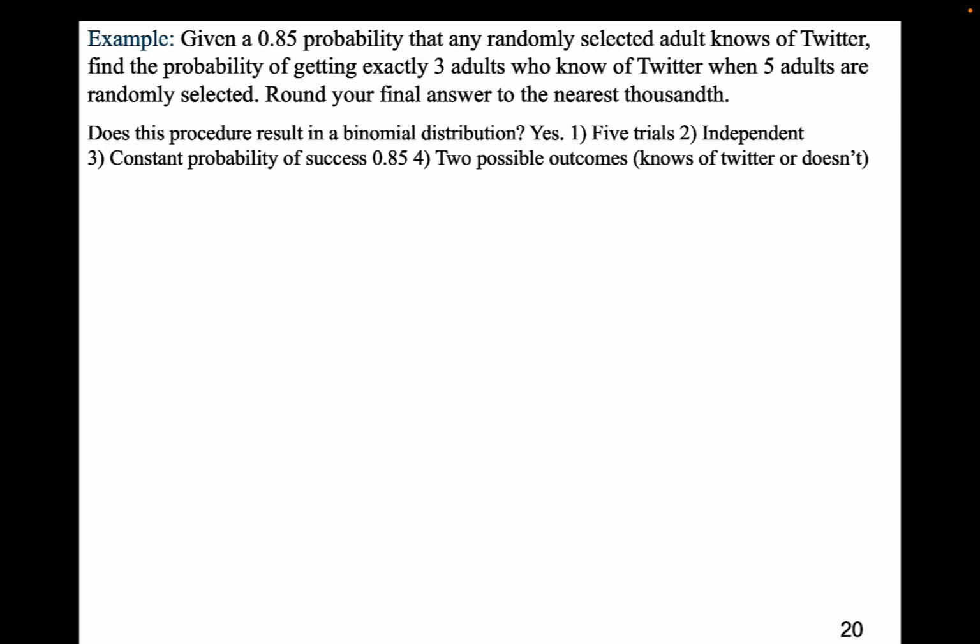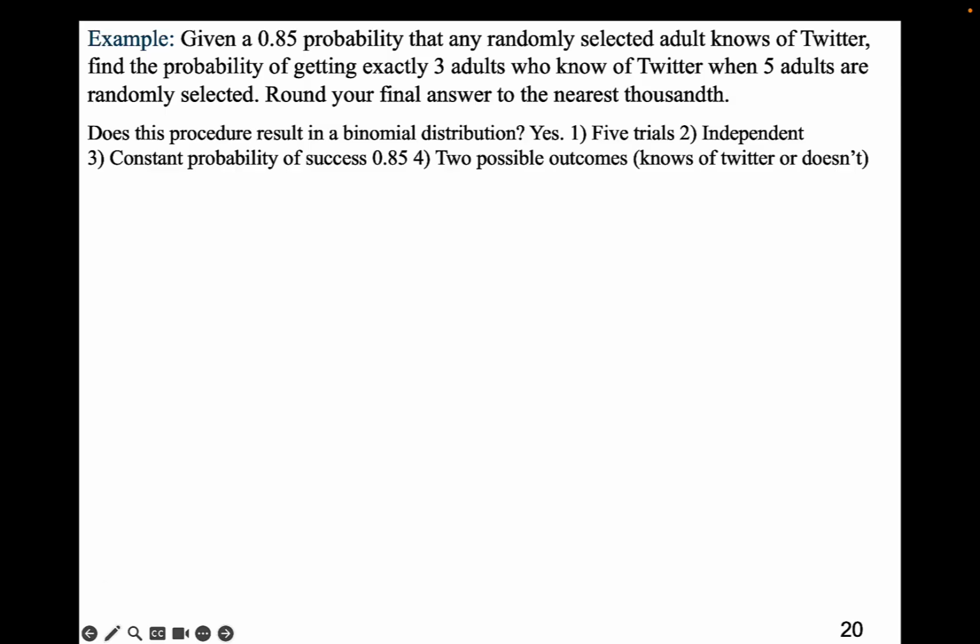Let's try one. Given a 0.85 probability that a randomly selected adult knows of Twitter, find the probability of getting exactly 3 adults who know of Twitter when 5 adults are randomly selected. All right, so think about that. You randomly select 5 adults. What's the probability that exactly 3 of them know of Twitter?